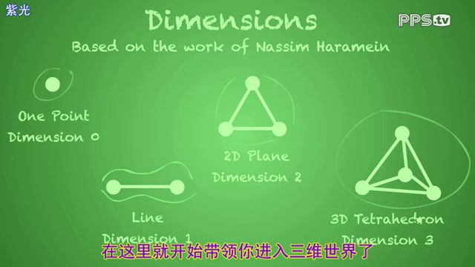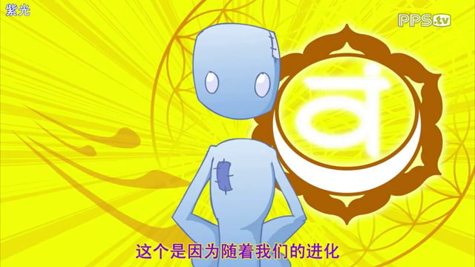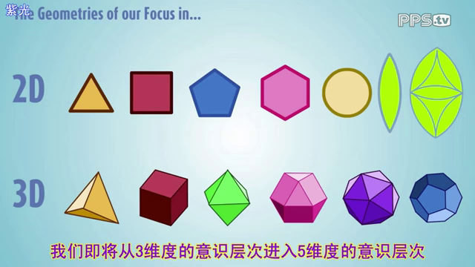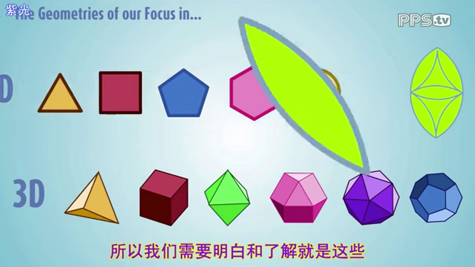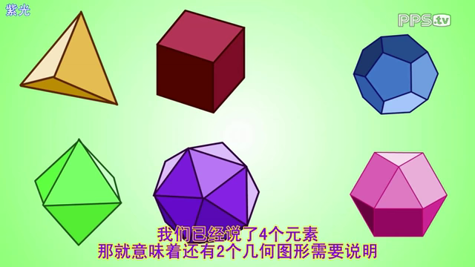There's no real way of drawing a fourth dimensional object in a two-dimensional video, but it's believed that they're as amazing as something like this in actual manifestation. You might notice that we're really only looking at up to 6 geometries. This is because as we're evolving, we're moving from a third dimensional awareness to a fifth dimensional awareness. So these are the ones that we need to understand. These geometries also work in tandem with the chakras. Everything is connected.